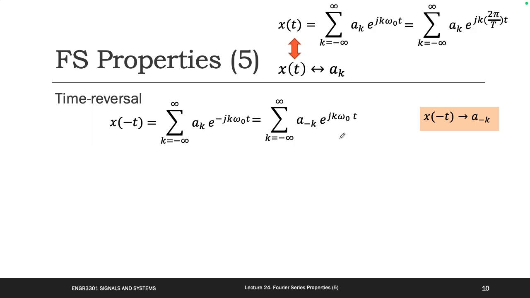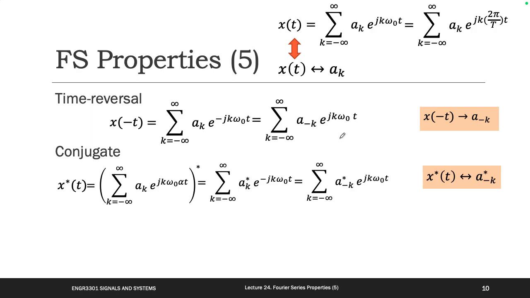And then for the conjugate: if you have the FS coefficient for x(t), you can easily get the FS coefficient for the conjugate of x(t). This is just an improved process. You will find that the FS coefficient for the conjugate of x(t) is a_{-k} conjugate. Does that make sense to you?